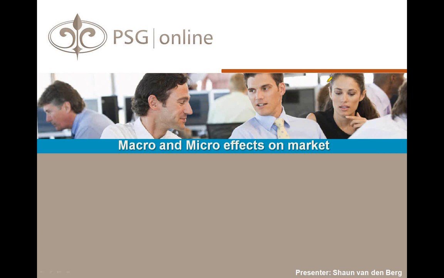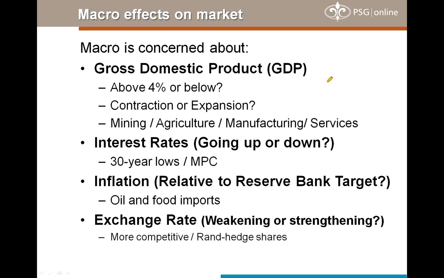So, macro and micro effects on the market. The idea is to look at the big picture. There are four major factors we want to look at. First of all, GDP. Is the economy growing or is it contracting? Is the economy growing more than 4%? At this point in time, the government is anticipating around 3% growth this year. So where is the growth going to come from? Will it be in the mining sector?